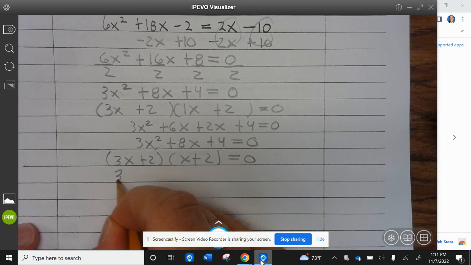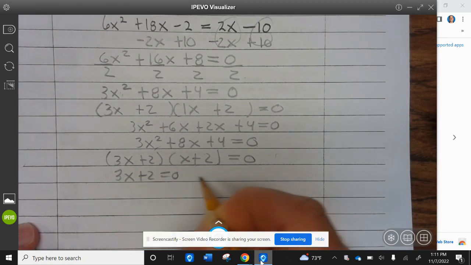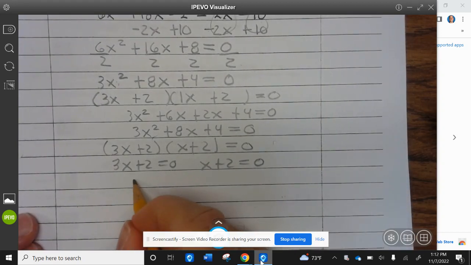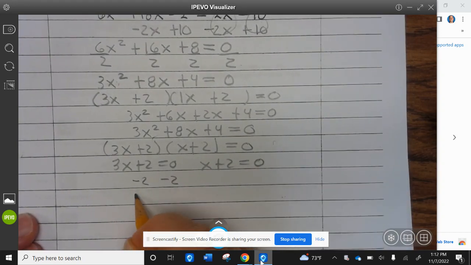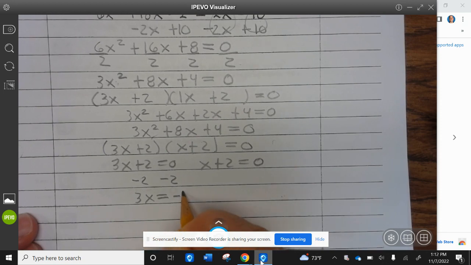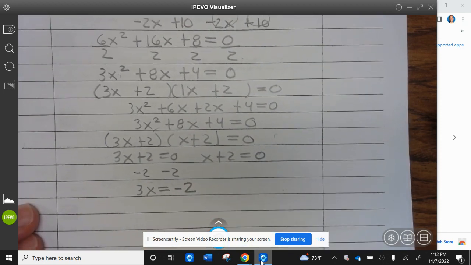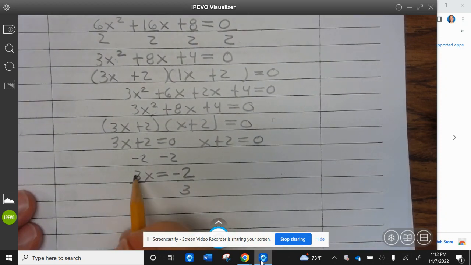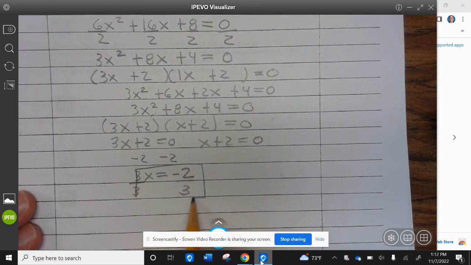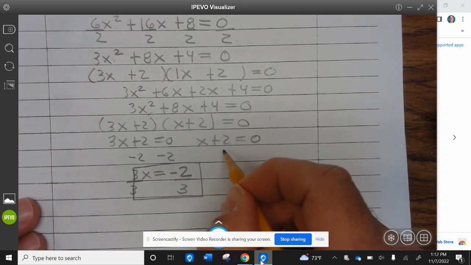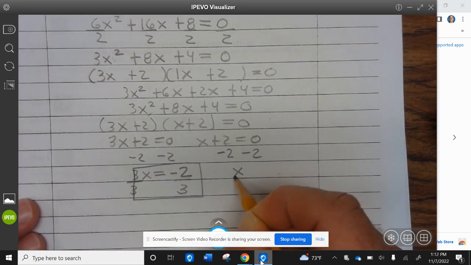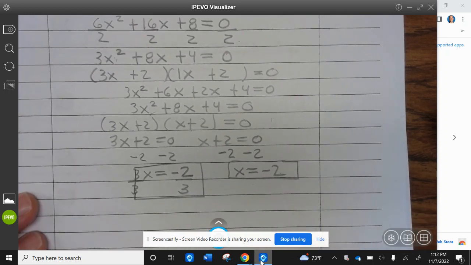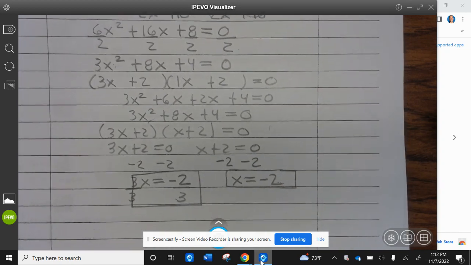So then we set them equal to 0. 3x plus 2 equal to 0. x plus 2 equal to 0. Subtract 2 from both sides. You get 3x equals negative 2. Divide both sides by 3. That divides to become 1. So x equals negative 2/3. Subtract 2 from both sides. x equals negative 2. All right, go and finish up example 10.